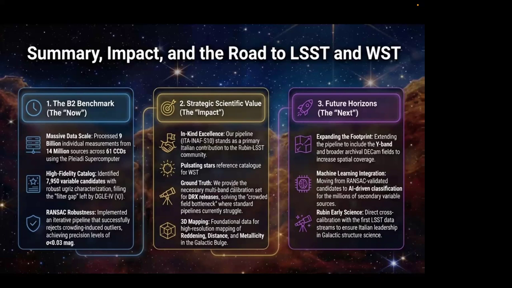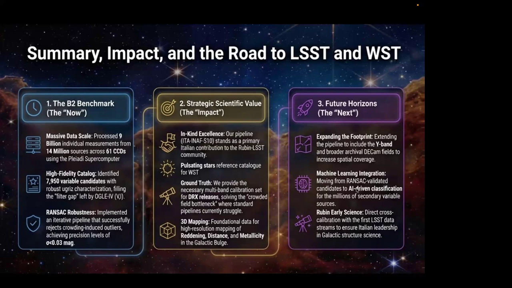We also used the list of variables as the reference catalog for the WST survey. One of our very close goals is 3D mapping of reddening, distance, and metallicity using RR Lyrae stars. So we will use the RR Lyrae stars in the B2 field, part of which are in common with OGLE, and also include the new discoveries. At the end, we are trying to add the Y-band to increase the spatial coverage.